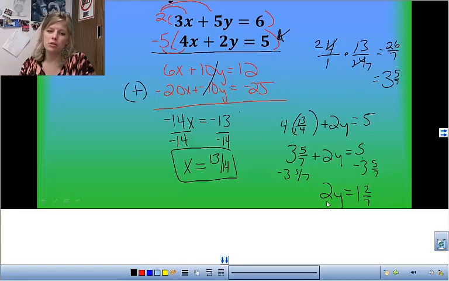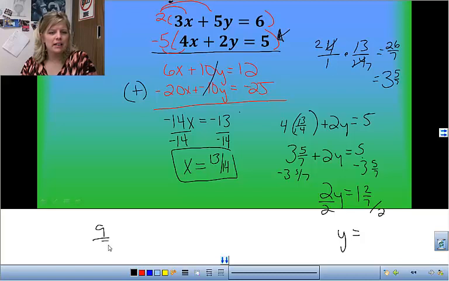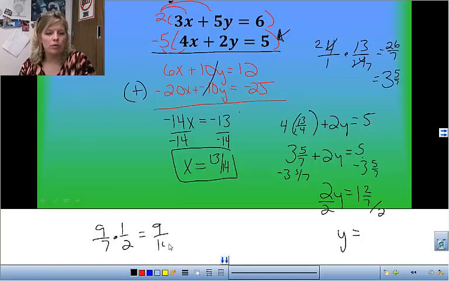How do you get rid of this 2? Divide it. Or you can say it's the same as multiplying by 1/2, which I'm going to do because I don't have a calculator. I don't like calculators. 1 and 2/7 is the same as 9/7, correct? Times 1/2, because that's the same as dividing by 2, which would be 9 over 14. So y equals 9 over 14. Final answer, 13 over 14 and 9 over 14.